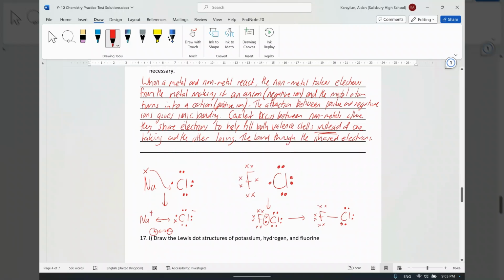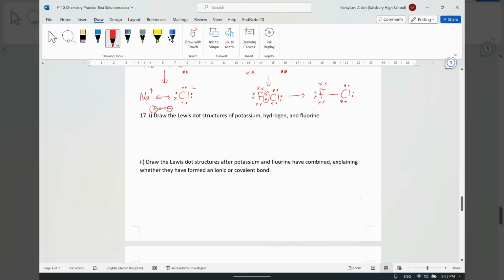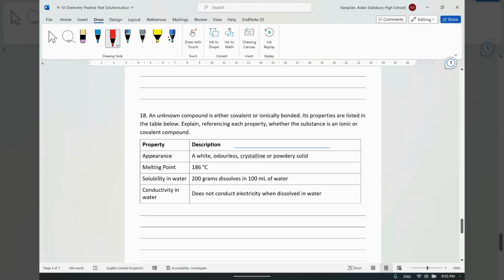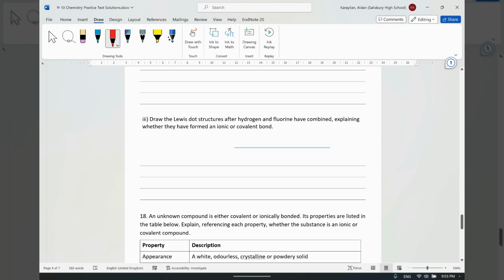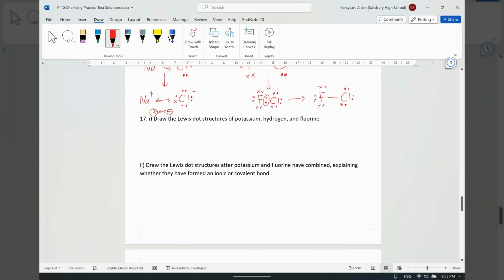So these diagrams here help show one has taken the electron and the other one's lost it. And this one here, they're sharing them instead. Okay, so 17. I think that's the last question. Oh, 18. I've got a bit to go. So 17. Draw the Lewis dot structures for potassium, hydrogen, and fluorine. So potassium is K, hydrogen is H, and fluorine is F.